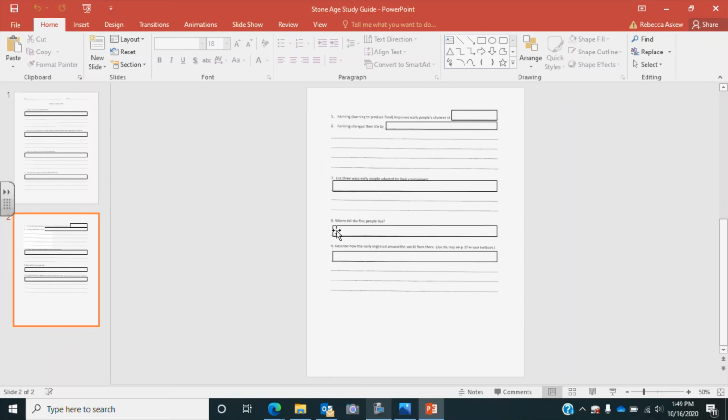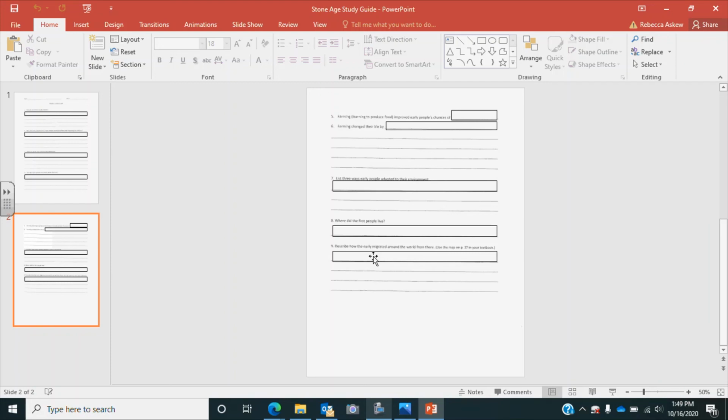Number eight, where did the first people live? So what continent did they live in? And then here it says, describe how the early people migrated around the world from there. So they went from Africa to where? So they started in Africa and went to what continents? And you're going to tell me that there.